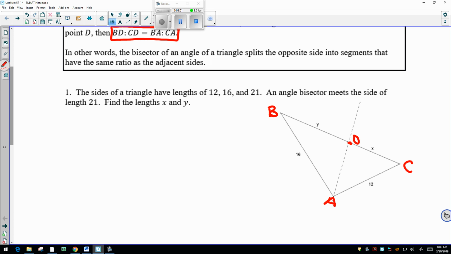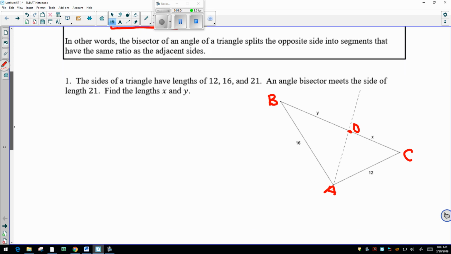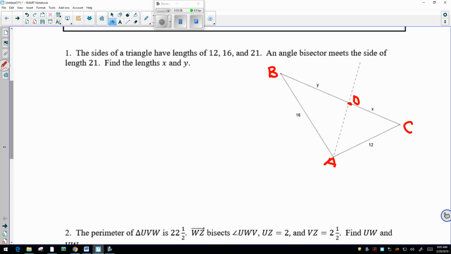So we're going to try this on number one. It says the sides of the triangle have lengths 12, 16, and 21. The length of 21 is our side BC. So this whole thing is 21. It says an angle bisector meets the side of length 21. We have to find lengths X and Y.